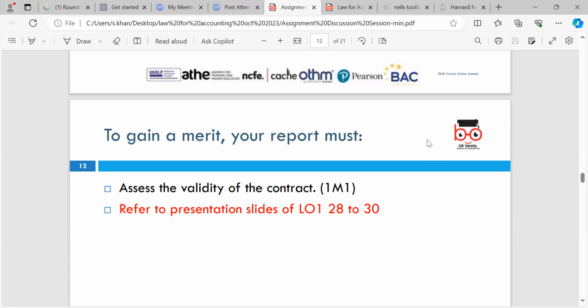And I think people don't realize this is only asking you for the validity of a contract. Yes, that's right. But you need to make sure if you are doing the merit one, that you put 1M1 and put this as a heading, assess the validity of a contract. Because it identifies clearly that you've done the extension activities.